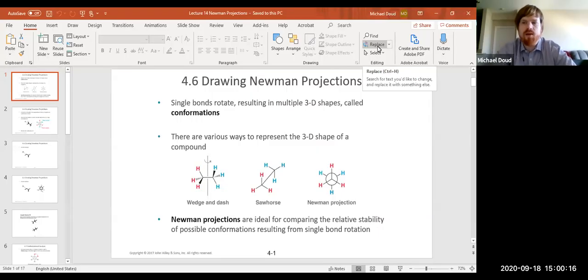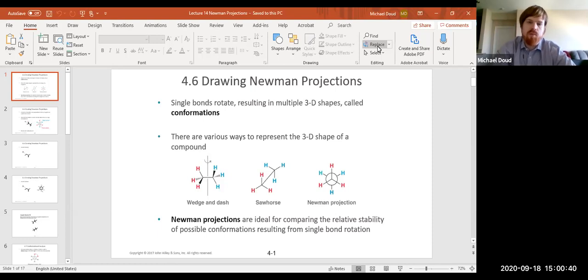All right, welcome back to Organic Chemistry 1 lecture. We are picking up where we left off in chapter 4, and we are talking about how to draw Newman projections. Now, a Newman projection is just another way to represent a three-dimensional organic compound, and it's particularly useful in assessing the stability of different what we call conformers.